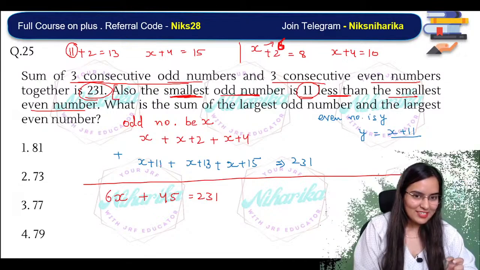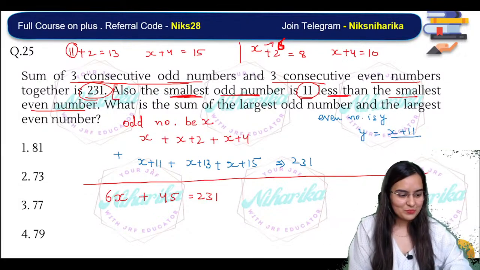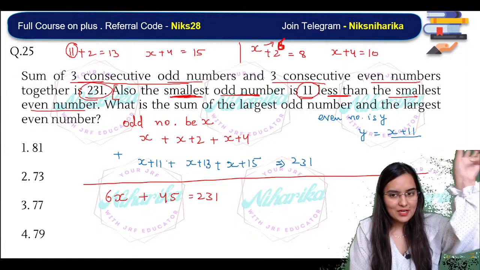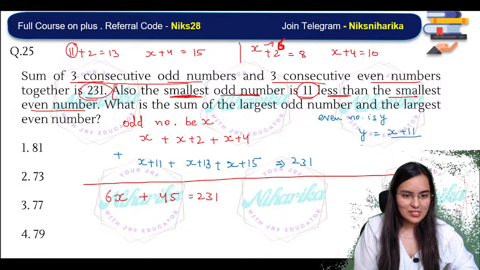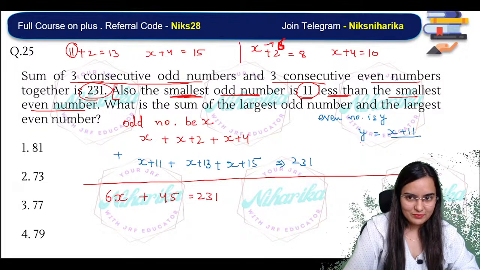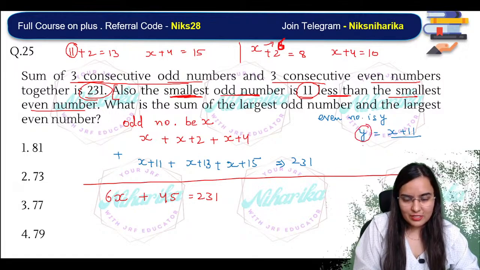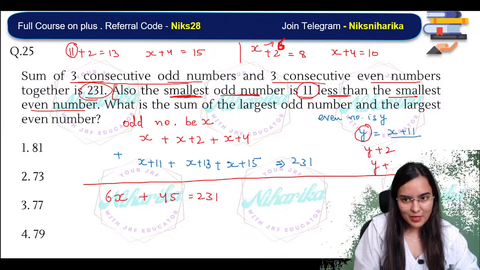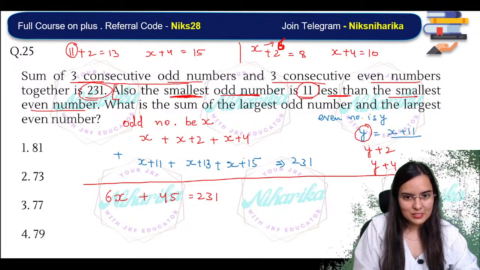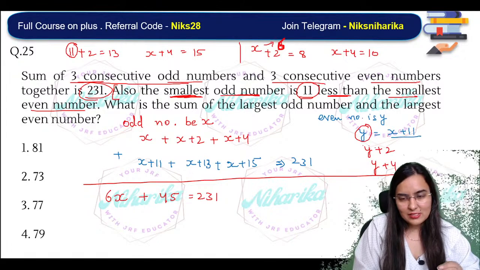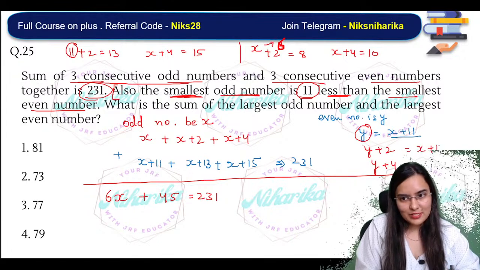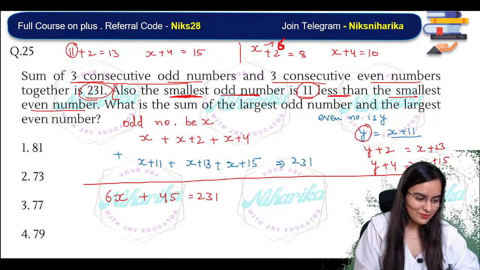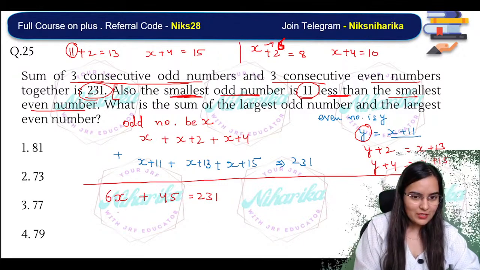If x plus 11 is the even number, then what will be the next even number? X plus 13. Because x plus 11 plus 2. Or if you want, I'll do it with the big method also. If the first even number is y, the next even number will be y plus 2, the next will be y plus 4. Instead of y, I'm writing x plus 11. So x plus 11 plus 2 is equal to x plus 13, and x plus 11 plus 4 is equal to x plus 15. Okay, 45 is coming. Now quickly do.